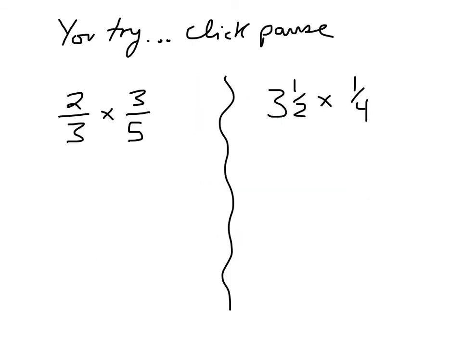Okay, now you give it a try. Click pause. Solve these two problems, multiplying fractions. Remember, multiply across. There's an improper fraction one, so remember what you have to do to the improper fraction before you can multiply. When you have your answer, click play, and I'll show you the solution. Good luck.